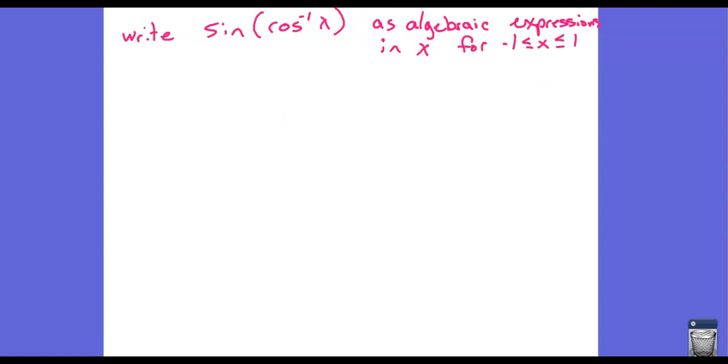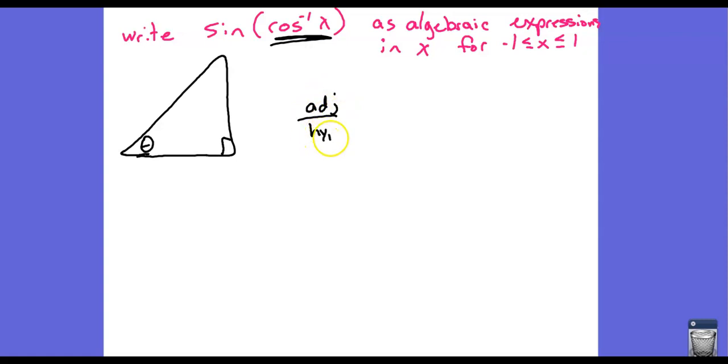So here we have sine of the inverse cosine of x, and I want you to write it as an algebraic expression in x within that restricted x value. So just like the last one, we're going to go ahead and draw a triangle. Notice we're trying to find this part right here. Basically, inverse cosine means I need to find a theta that's going to give me x. Remember, cosine is adjacent over hypotenuse.